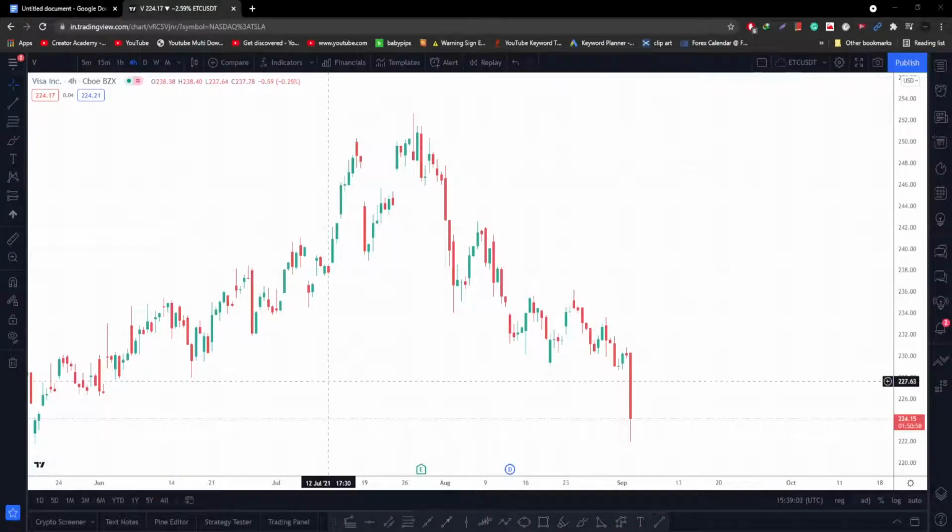Okay, this, my friends, is Visa. It is a 4-hourly chart. We do not talk directly about the 4-hourly charts. We talk from the monthly. So we will go to the monthly first and then see what can be done about it.